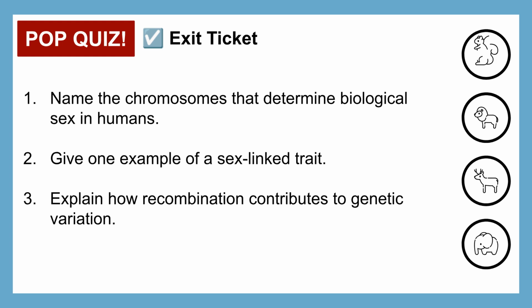To conclude, name the chromosomes that determine biological sex in humans, describe one example of a sex-linked trait, and explain how recombination contributes to genetic variation.